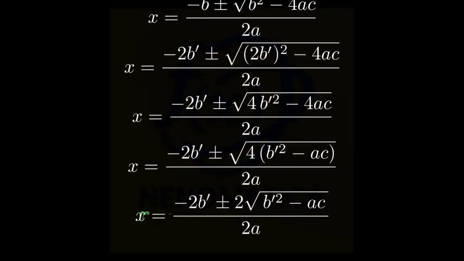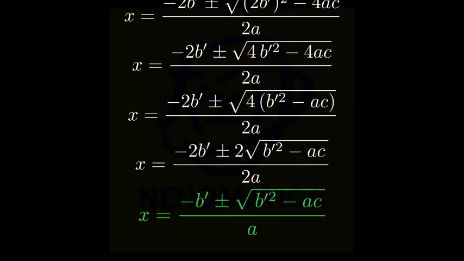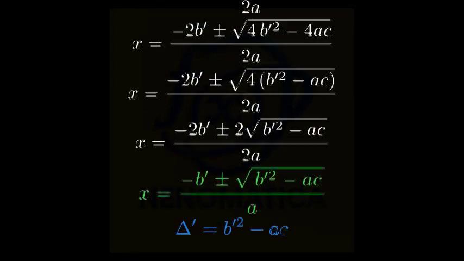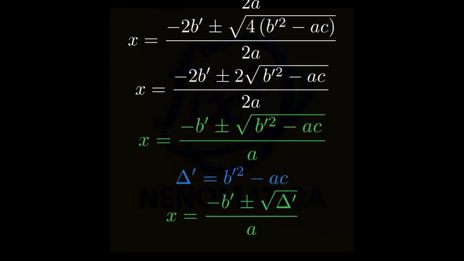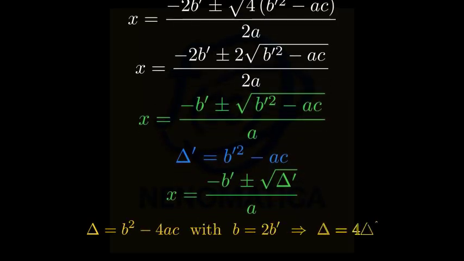Introduce delta prime. Delta prime equals b prime squared minus ac. Then the compact formula is x equals negative b prime plus or minus the square root of delta prime, over a. We also compare with the usual discriminant delta equals b squared minus 4ac, which here satisfies delta equals 4 times delta prime. Now, let's classify the roots using delta prime and visualize each case.